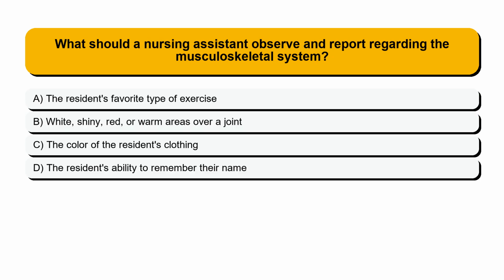Question 22. What should a nursing assistant observe and report regarding the musculoskeletal system? Option A, the resident's favorite type of exercise. Option B, white, shiny, red, or warm areas over a joint. Option C, the color of the resident's clothing. Option D, the resident's ability to remember their name.